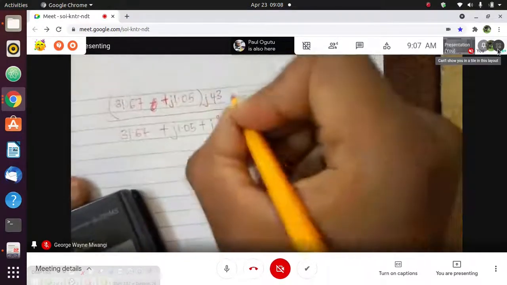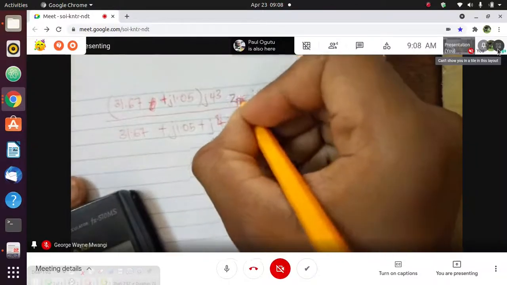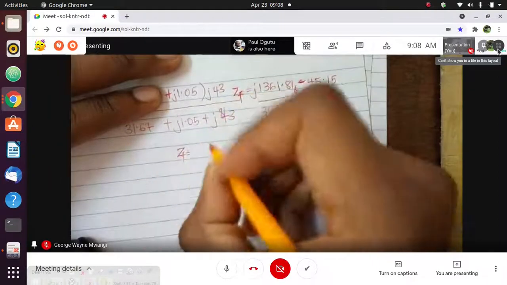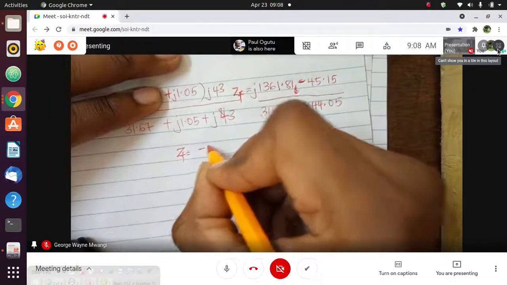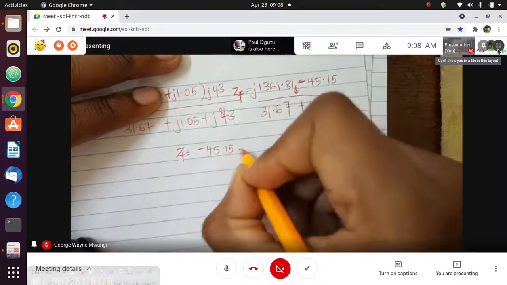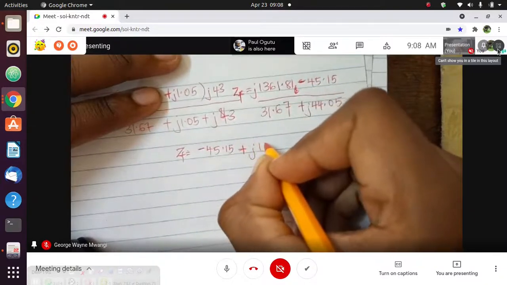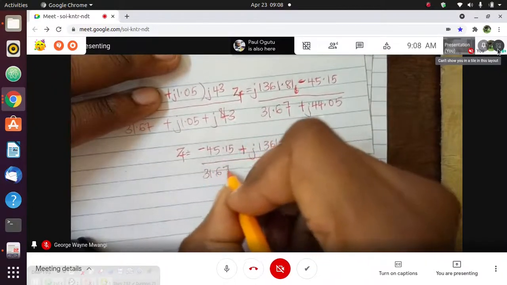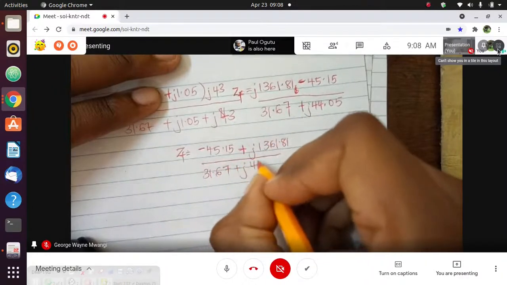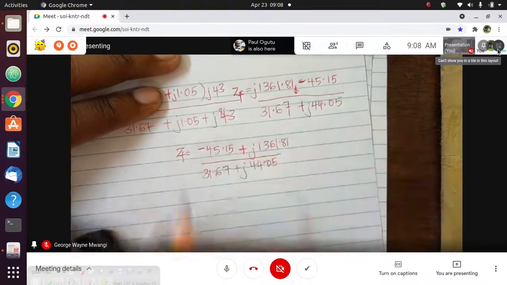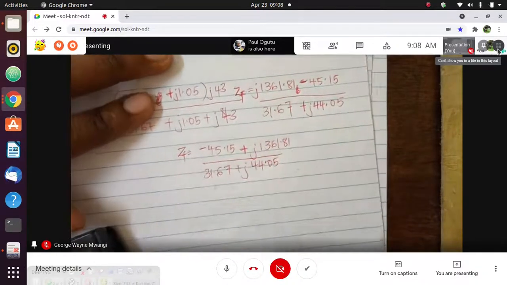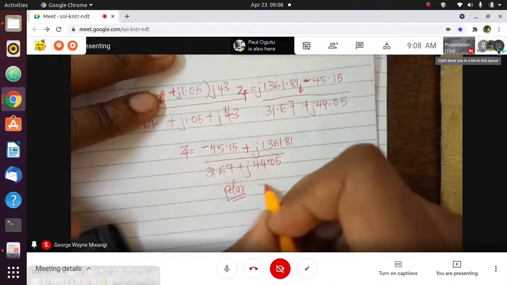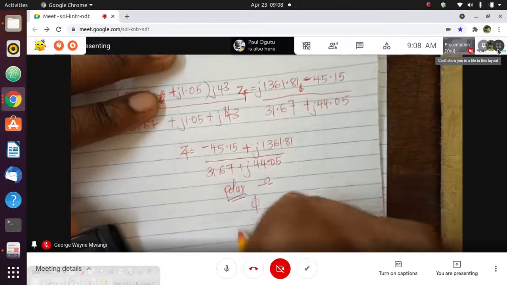This is the impedance in the rotor circuit due to the forward moving flux. ZF is negative 45.15 plus j 1361.81 over 31.67 plus j 44.05. Now how do we calculate this? We want to change it to polar form. We want to find the value of the resistance in ohms, and then we want to find the phase angle.